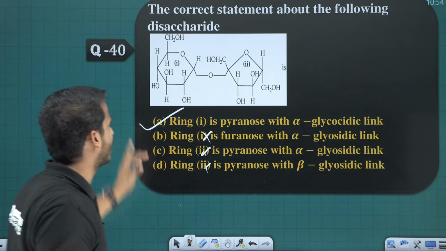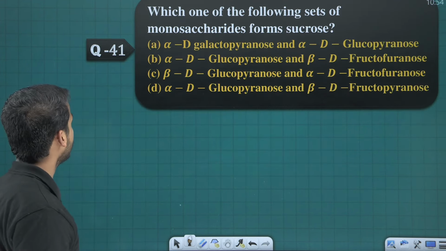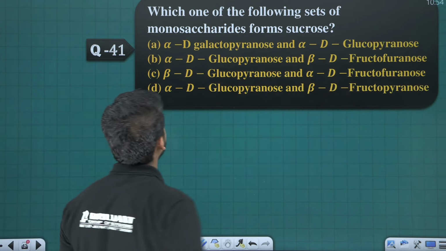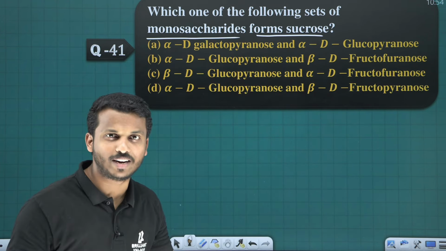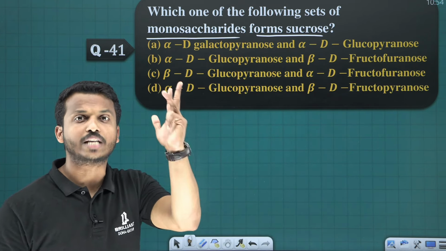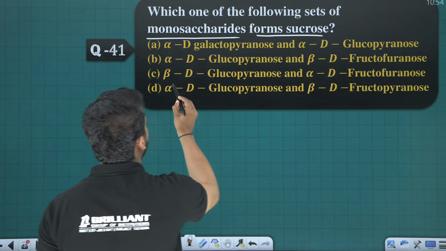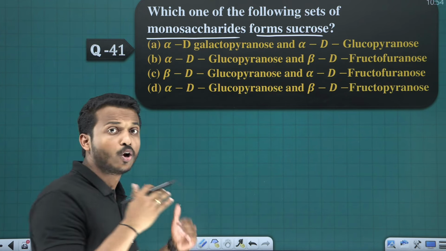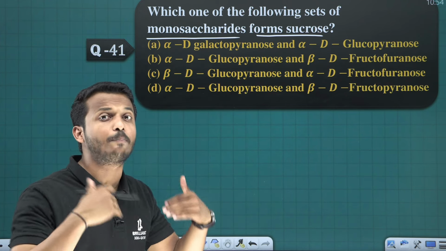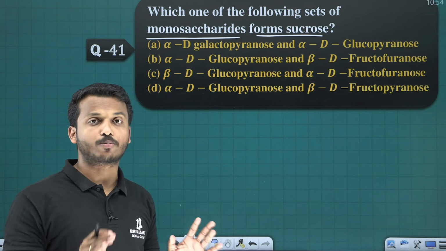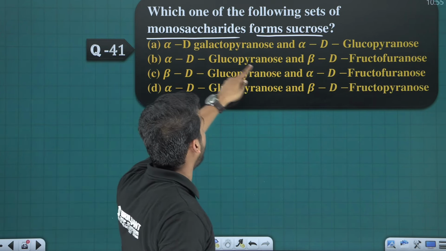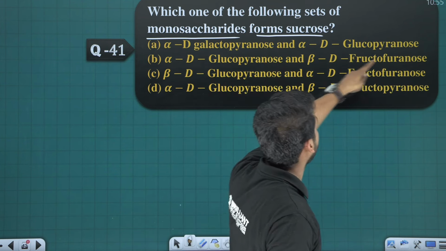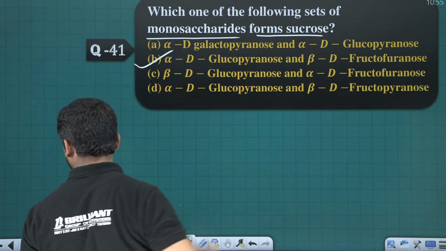Glucose and fructose are there, with a glycosidic linkage. Now, which one of the following sets gives the monosaccharides from sucrose? Already we discussed alpha D glucose and beta D fructose. Glucose we always express in pyranose form, fructose in furanose form. So the answer is alpha D glucopyranose and beta D fructofuranose, option B.